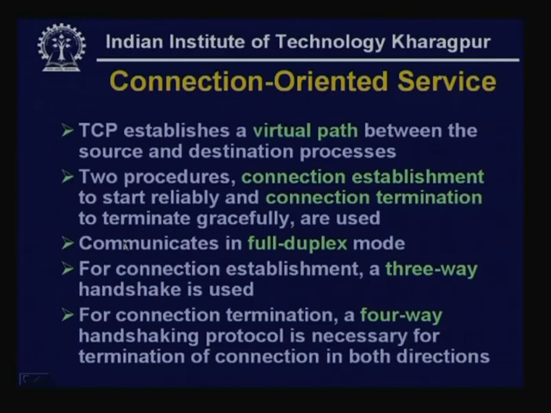Now, let us focus on the connection oriented service. As I mentioned, TCP establishes a virtual path between the source and destination processes before any application can run. So, there are two processes involved. One is connection establishment, which is used to start the connection reliably, and the other is connection termination, with the help of which the connection is terminated gracefully. These two are being used, and as I mentioned, communication is full duplex, and for connection establishment, a three-way handshake protocol is being used. Let us first discuss that.